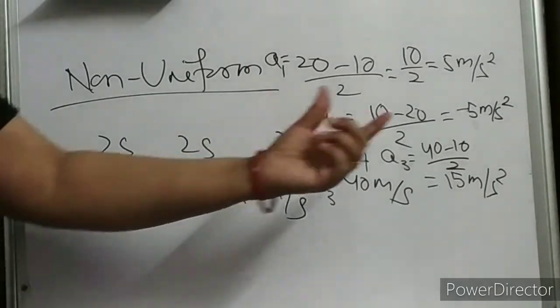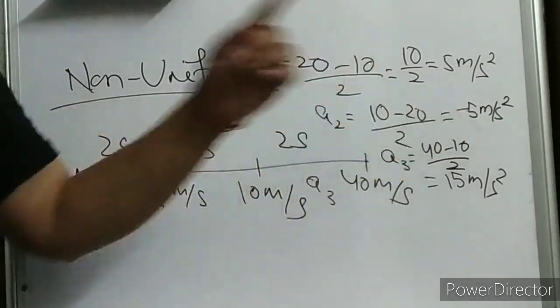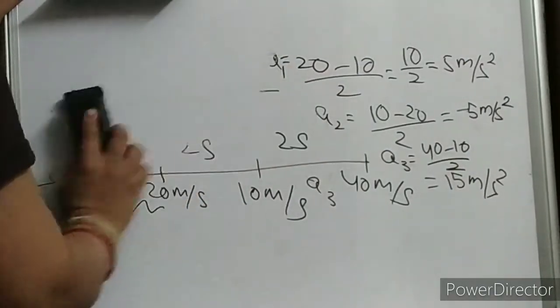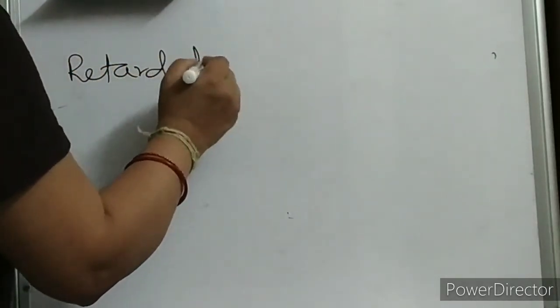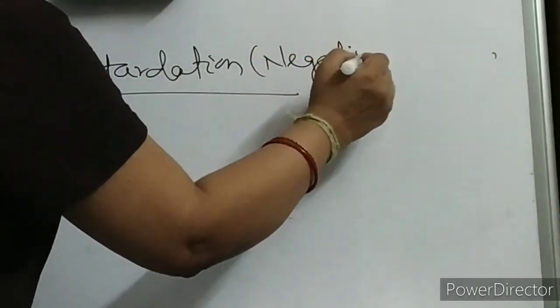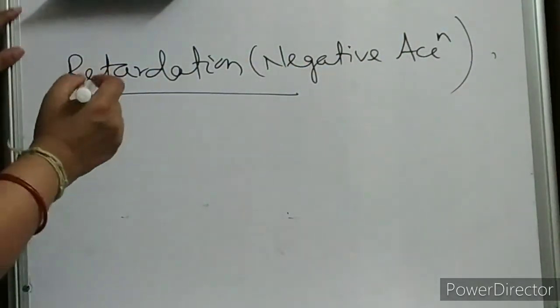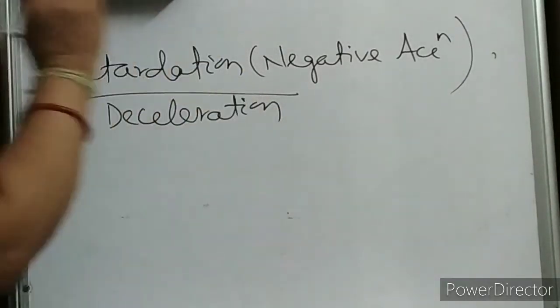Okay, now let us see this case. What is this? Now acceleration is there, but there is a negative sign. What does it mean? This is nothing but negative acceleration, children. This is nothing but negative acceleration or simply retardation, or you can say deceleration. It is all the same, different terms.